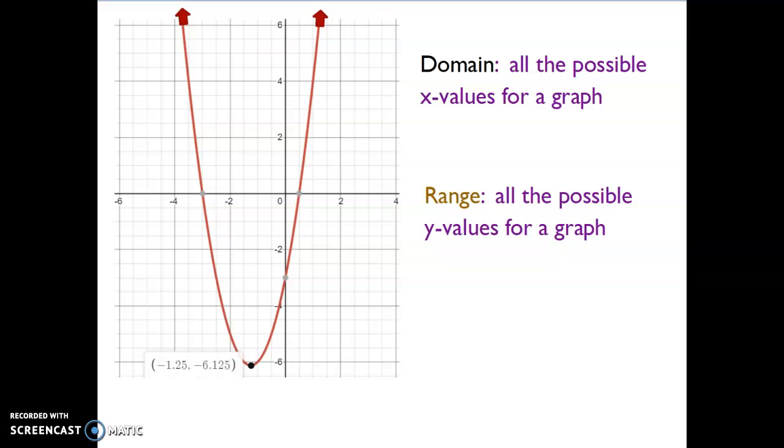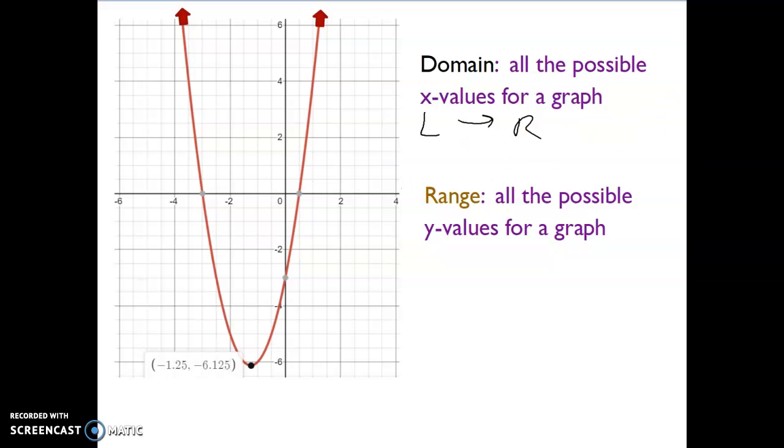So the first one we want to remind ourselves of is domain and range. So domain, all the possible x values for a graph. And when you look at domain, you always read it from left to right, because domain always is smallest to biggest. The smallest x values are over here on the left. The largest x values are over here on the right. So smallest to largest, left to right.